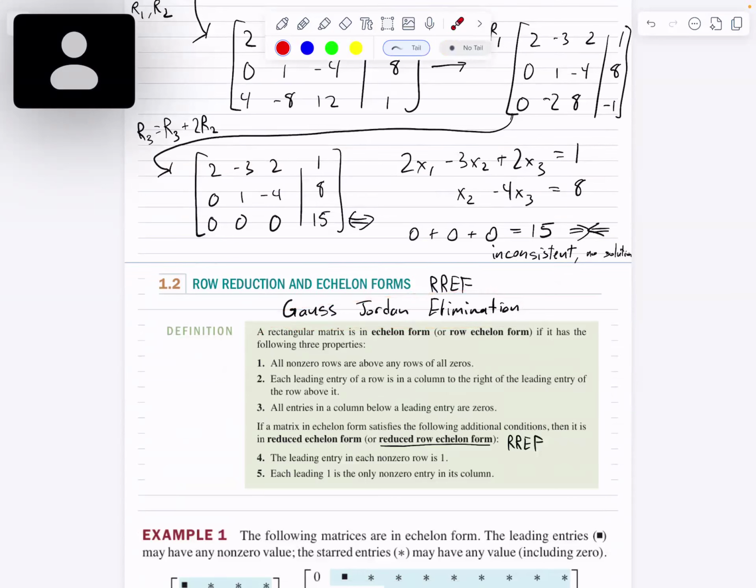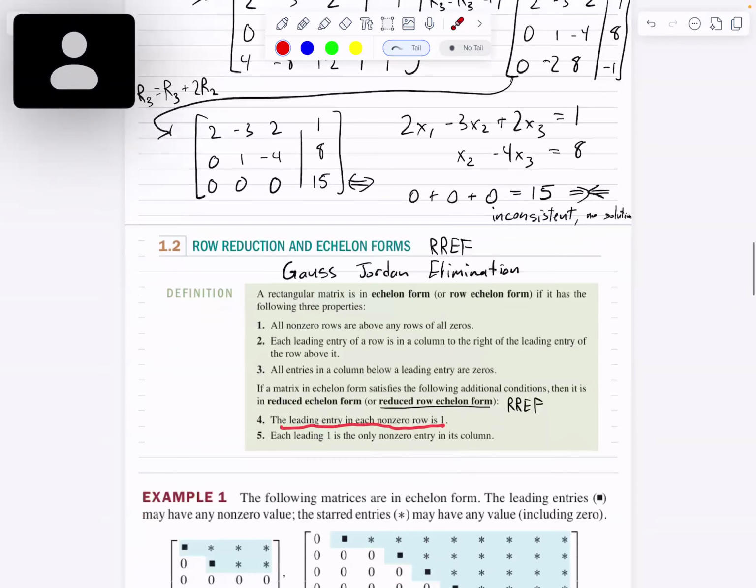What's the idea? We're going to take our augmented matrix and put it into this form called echelon form, where all non-zero rows are above any rows of all zeros. Each leading entry of a row is in a column to the right of the leading entry of the row above it. All entries in a column below a leading entry are zeros. And if you do some other stuff, you can call it reduced row echelon form, RREF. The leading entry in each non-zero row is a 1, and each leading entry is the only non-zero entry in its column.